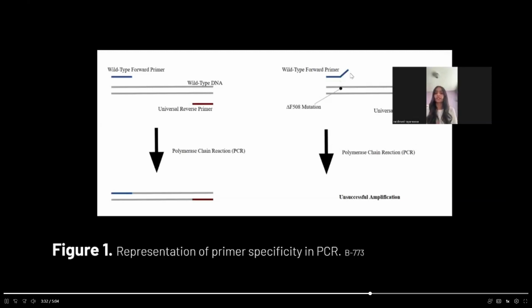This allows selective amplification and will allow us to detect the delta F508 mutation because, for example, if someone has cystic fibrosis and a forward wild-type primer is used on them, then no amplification will occur. However, if they don't have cystic fibrosis and a wild-type primer is used, then amplification will occur at a predicted band size.